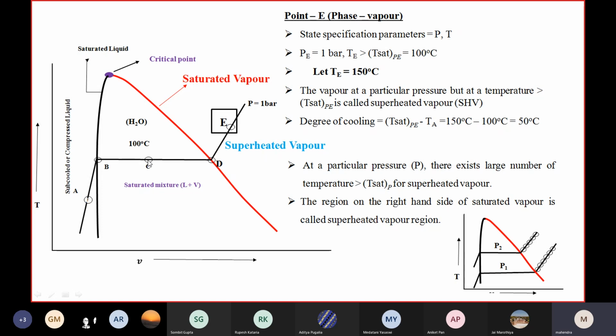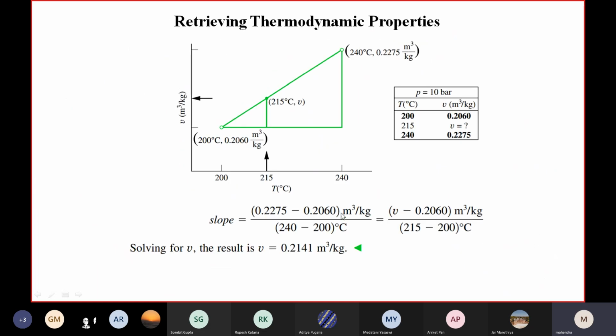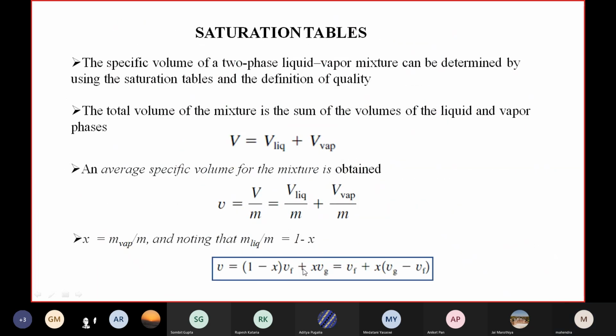The specific volume is obviously greater than the specific volume of saturated liquid and obviously less than the specific volume of saturated gas. How much it would be? That is obviously a function of your dryness fraction. So this way we will be calculating.